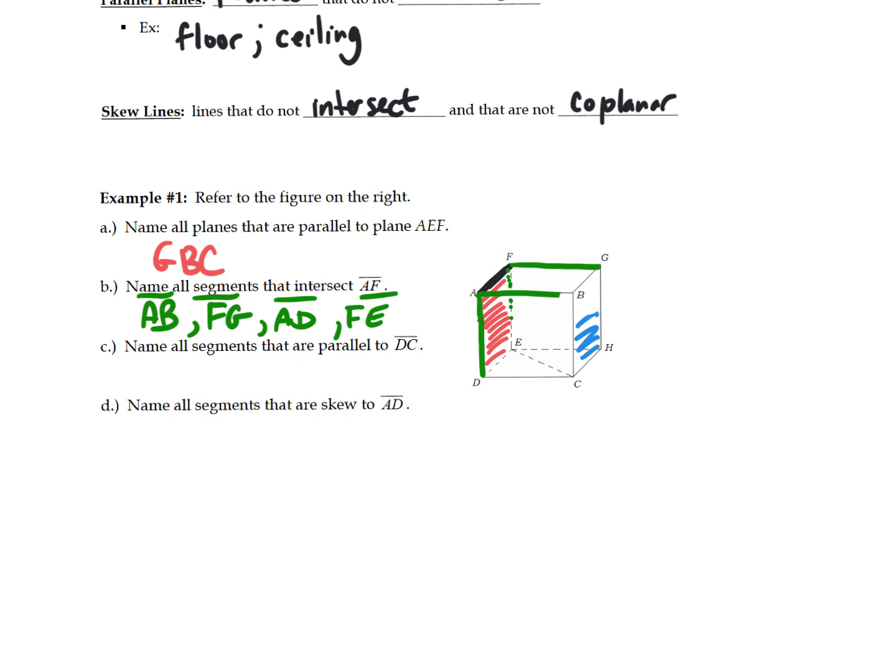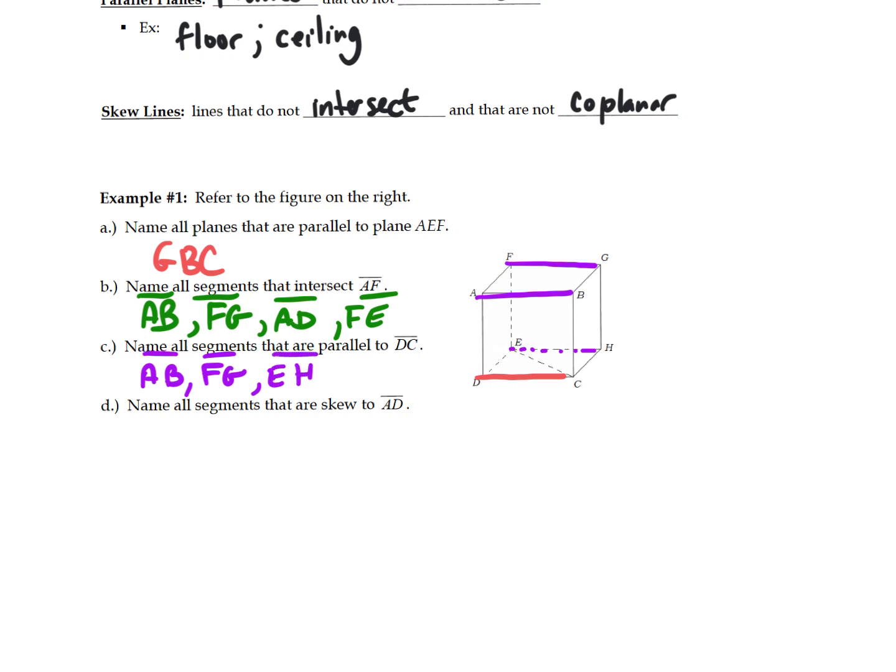All right, I'm going to erase this so we can start fresh because there's a lot of stuff going on here. Name all the segments that are parallel to DC. So here's DC. EH is parallel, FG is parallel, and AB are parallel. None of those are ever going to meet. Every other one will intersect at some point. So we have AB, FG, and EH.